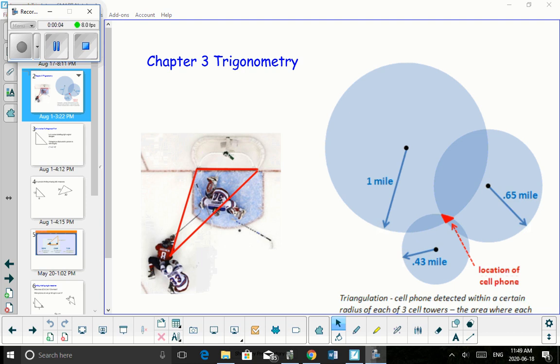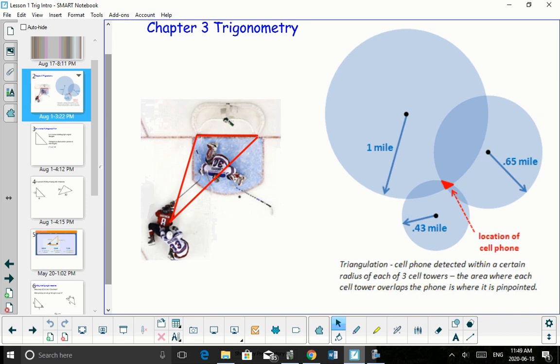Okay, guys, we are going to start our trigonometry unit today. Remember, trigonometry is the study of triangles. So I've got some examples here of when trigonometry is used. For example, the angle of the shot in hockey, or when you're using triangulation. So for example, with cell phone signals.